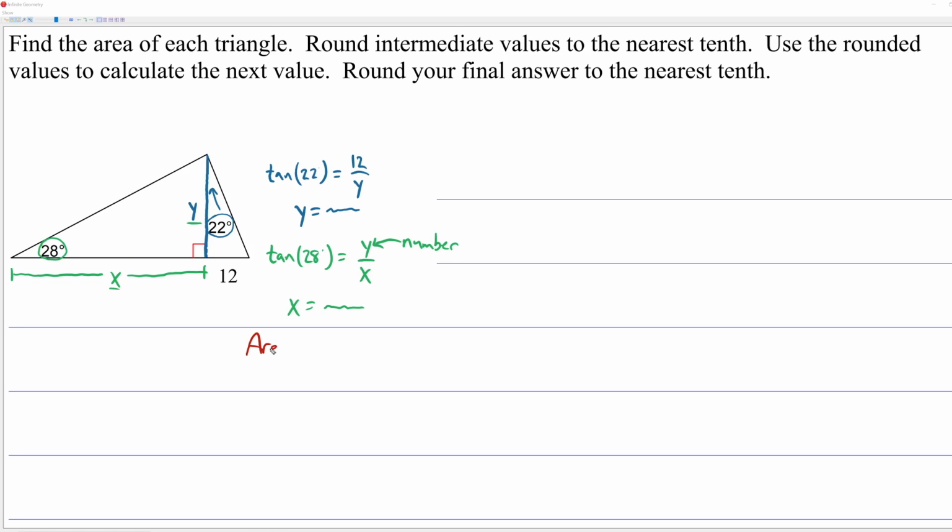Well, the area of a triangle is base times height divided by 2. Well, the base here is x plus 12. The height is y divided by 2. So base times height divided by 2. In your calculator, though, you'll have a number for x and a number for y because that's what we've done previously in the question. All right, we'll do one more example.